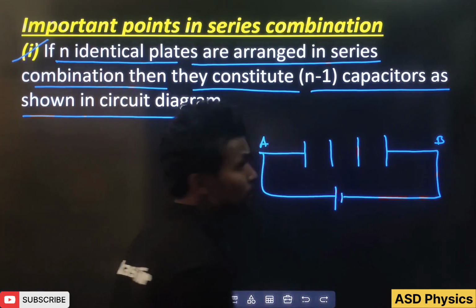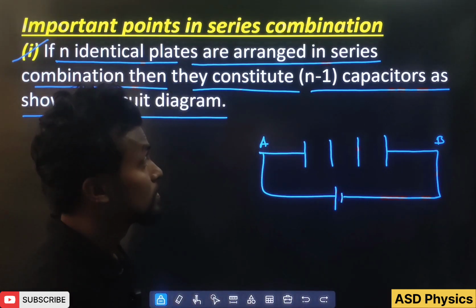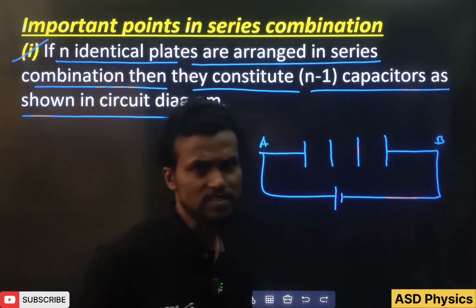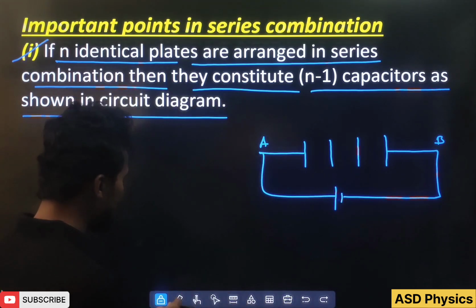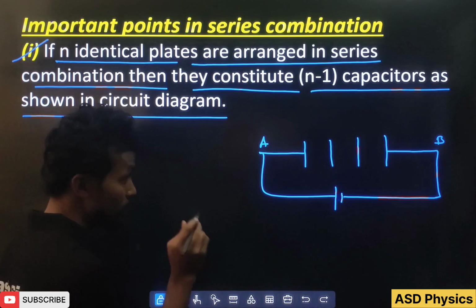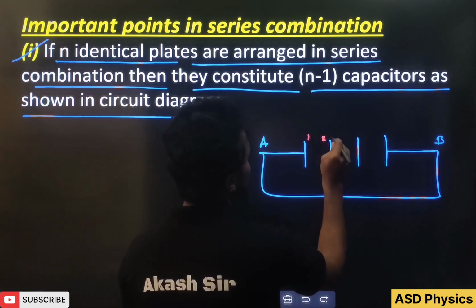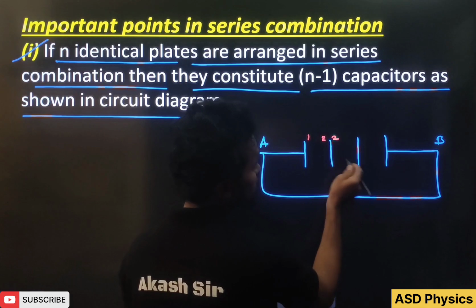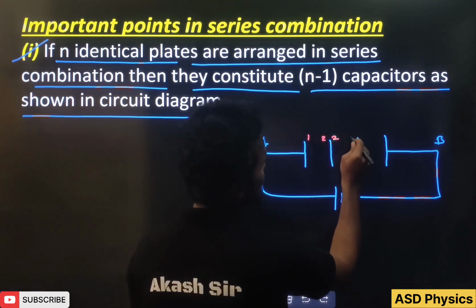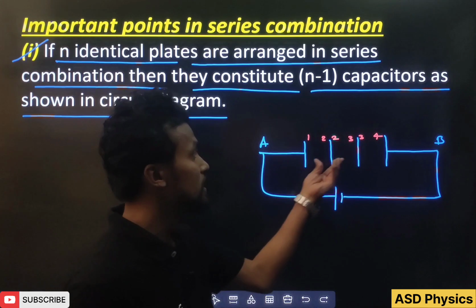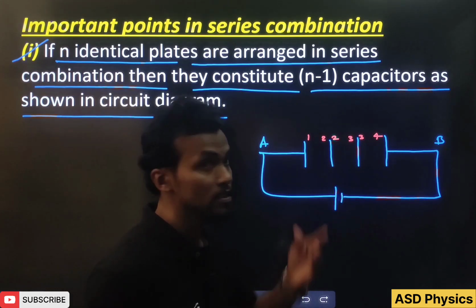So you can see here the plates are 3, or 4? Count: 1, 2, 3, 4. 4 plates are there. But how many capacitors will form? Here the capacitors will form 3. How? Please see. I'll give names: 1, 2, 2, because this plate will constitute 2 capacitors, one left side, one right side. 3, 3, and here 4. So one capacitor is 1, 2, another 2, 3, and another 3, 4.